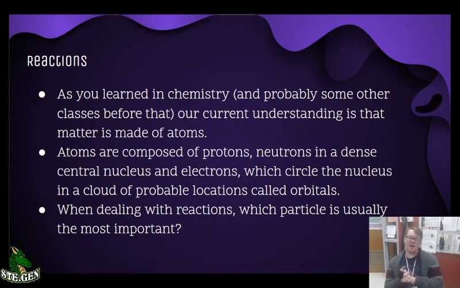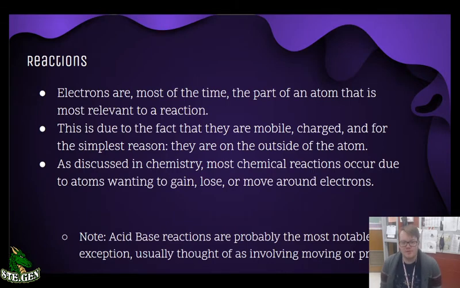When dealing with reactions, I mentioned way back in general chemistry that one of those particles is usually the most important. If you think about it logically, the neutrons contribute weight, which is not that big of a deal. They make something an isotope, which obviously might spring to mind things like radiation and radioactive substances, but that's not what we're looking for. Protons determine the type of element that we're dealing with, and there's some acid-base stuff they do, but they're not super relevant. It's really electrons. Electrons most of the time are the part of an atom that is relevant to a reaction.